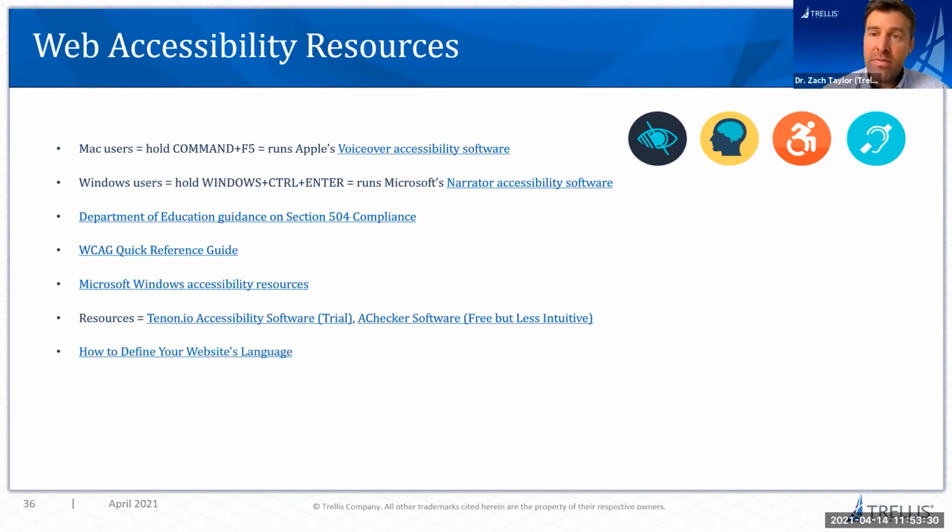A quick link on how to define your website's language. Again, that's just baseline compliance. You have to have that language tag in your HTML code on your website. That's how to do it. There are a couple of other training resources. Heather mentioned that Adobe has accessibility training web sources, and then edX just started a course. It's totally free, Introduction to Web Accessibility.